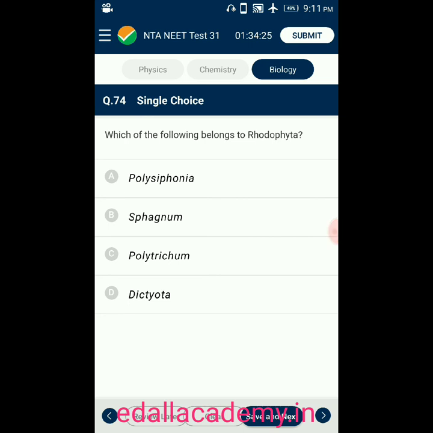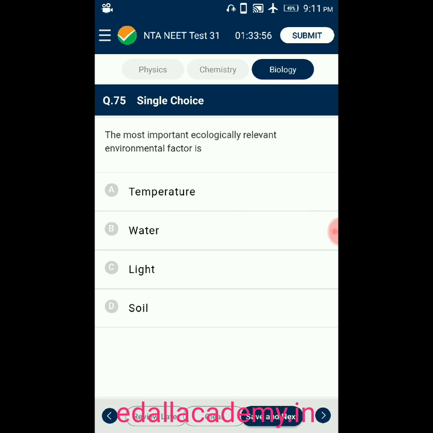Question number 74. Which of the following belong to Rhodophyta? Polysiphonia is a species of red algae. Sphagnum includes members known as peat moss. Polytrichum is a genus of mosses which contain members commonly known as hair moss. Funaria mosses belong to the family Funariaceae. So the answer for this question is option A. Polysiphonia belongs to Rhodophyta.